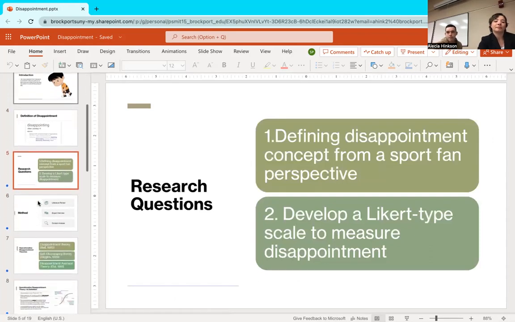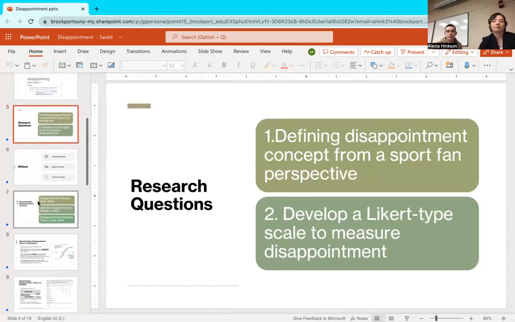Throughout this semester, we have developed a definition of the concept of disappointment from a sports fan perspective and developed a Likert type scale in order to measure disappointment. With that, we have two research questions. One, defining the disappointment concept from a sport fan perspective, and two, developing a Likert type scale to measure disappointment.